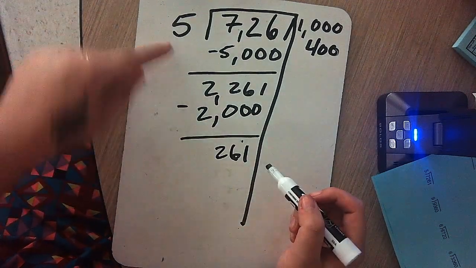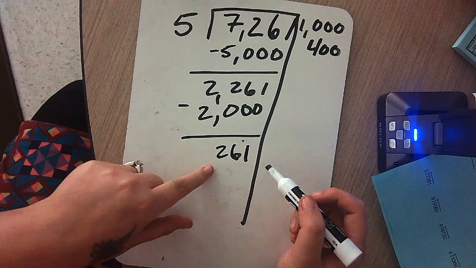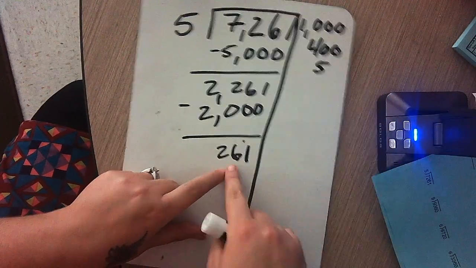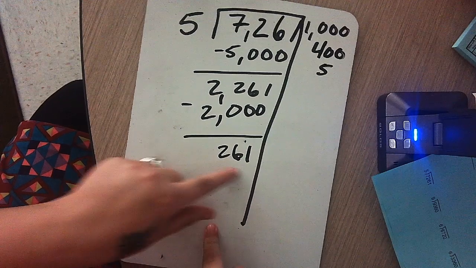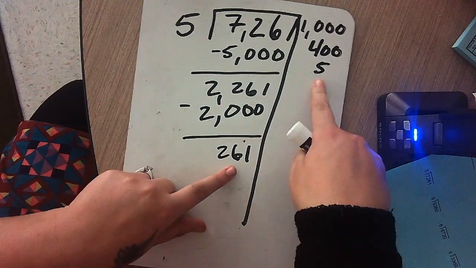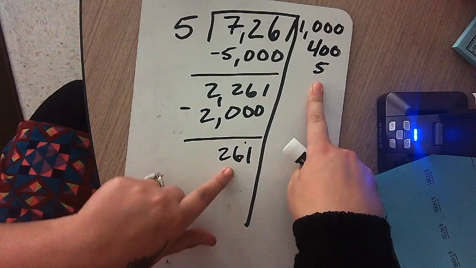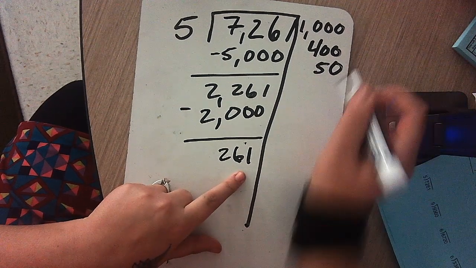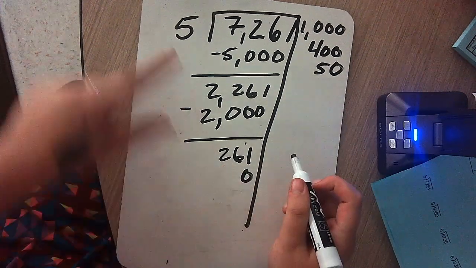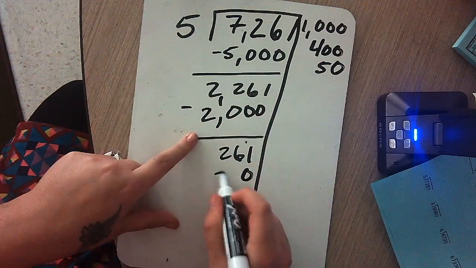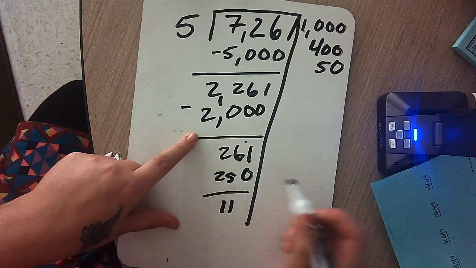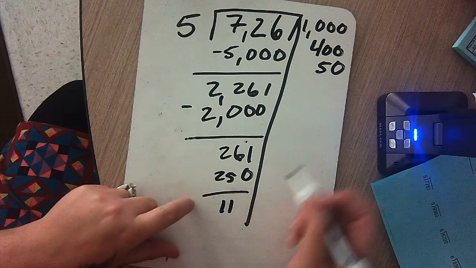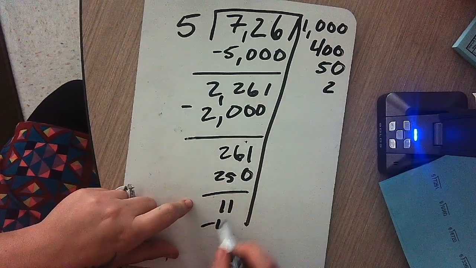Same thing. 5 times what number gets us closest to not 2 but 26? Well, that's 5. So I'm putting that in the tens place value because it's the whole number 25. So I'm putting that 5 in the tens where the 6 is. Then there's 1 space left, so that's a 0. I'm going to put that 0 down here now, and then 5 times 5 is 25, leaving me with 11. And 5 times what number gets me closest to 11? Well, we know that that is 2.